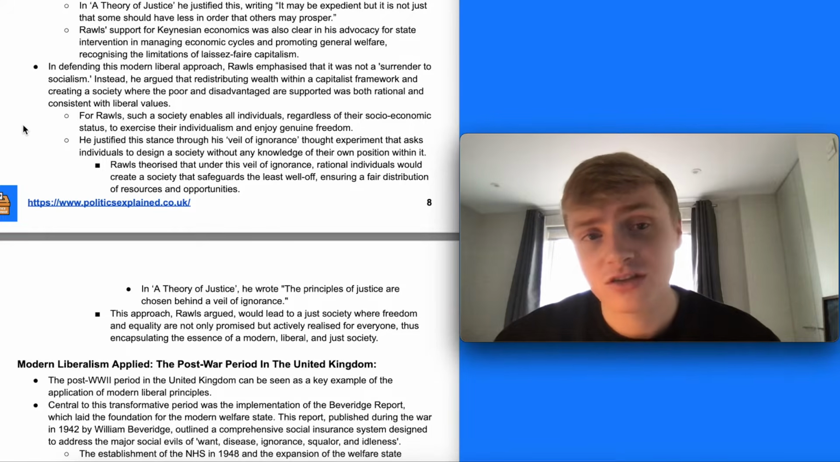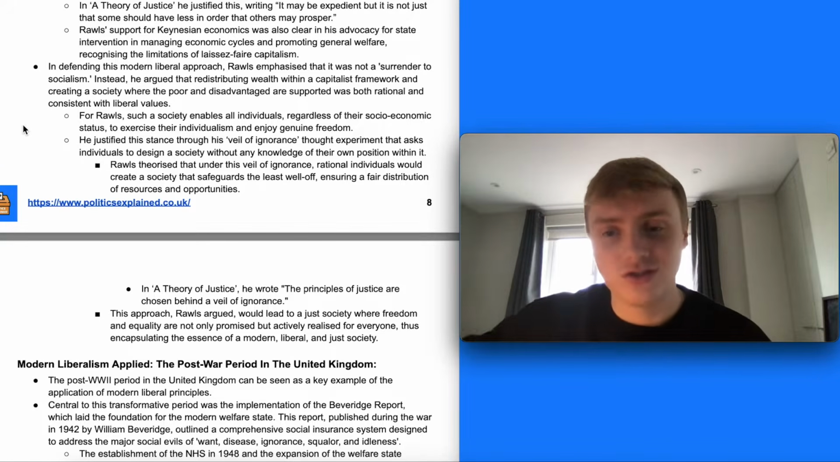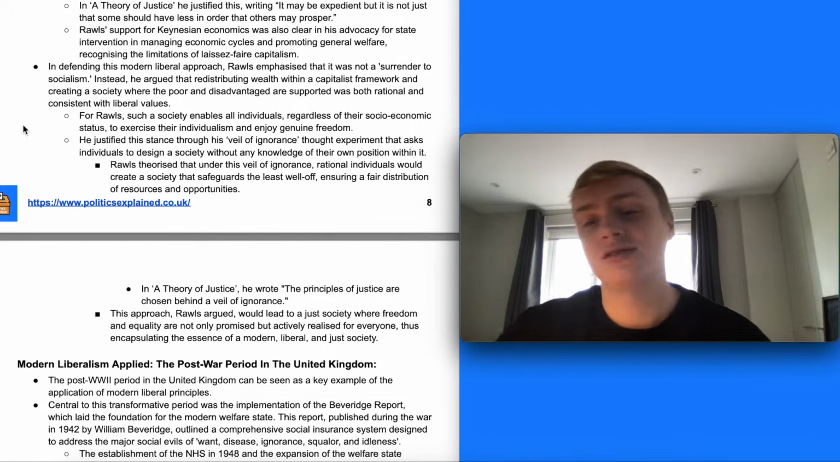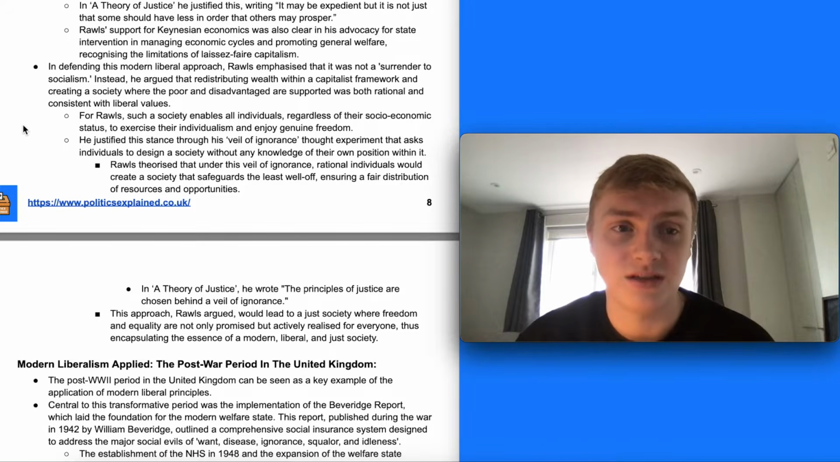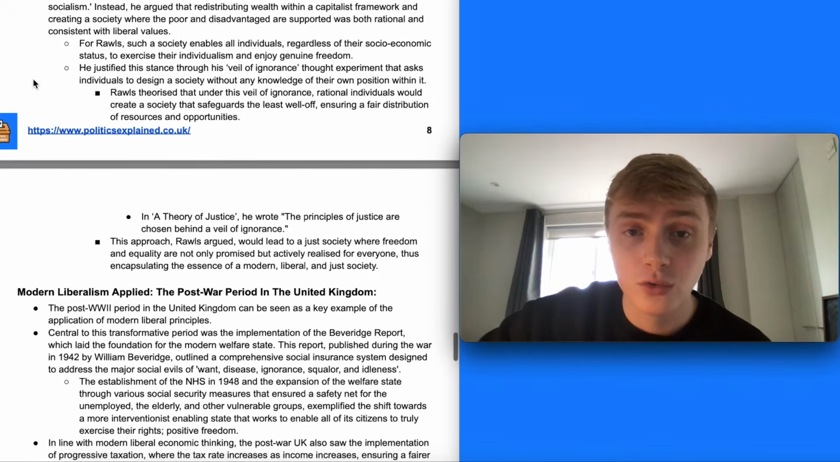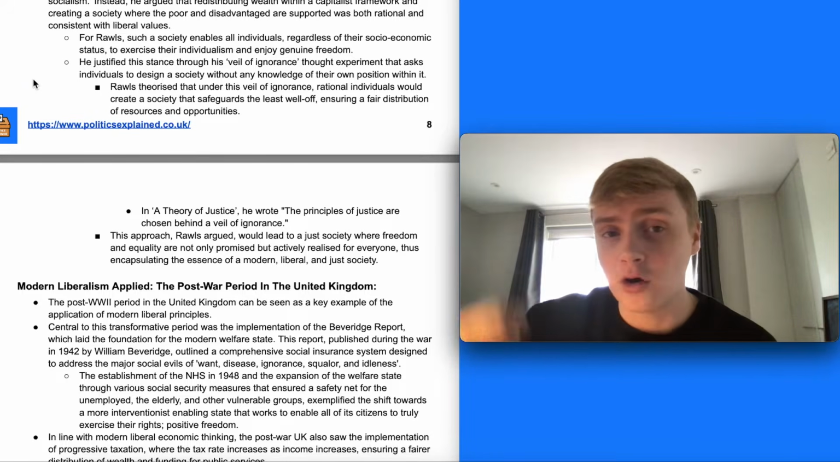So for all, such a society enables all individuals to be free, regardless of their economic status, rather than just the wealthy and the rich, which, as we looked at earlier, classical liberals are mainly writing for. And he justified this stance through his veil of ignorance thought experiment that asks individuals to design a society without any knowledge of their own position within it.